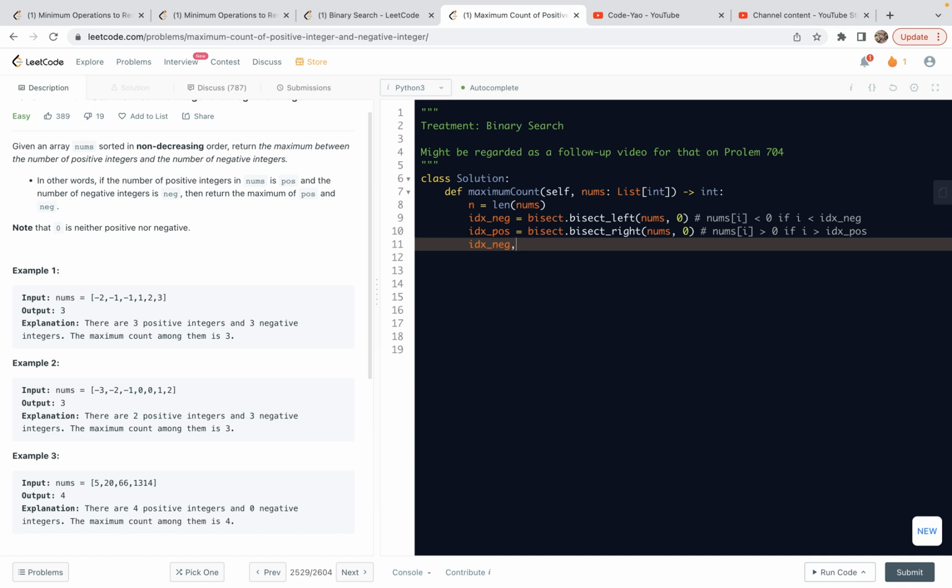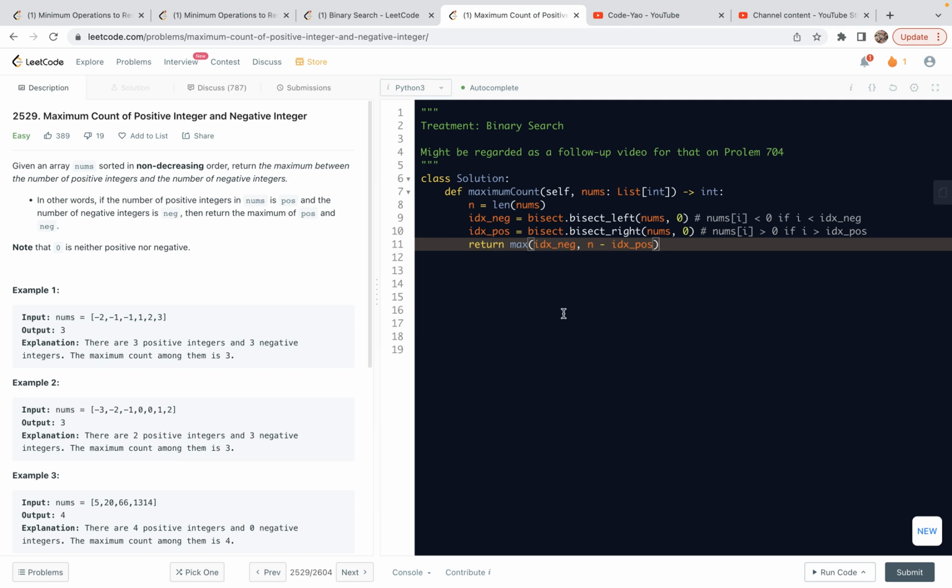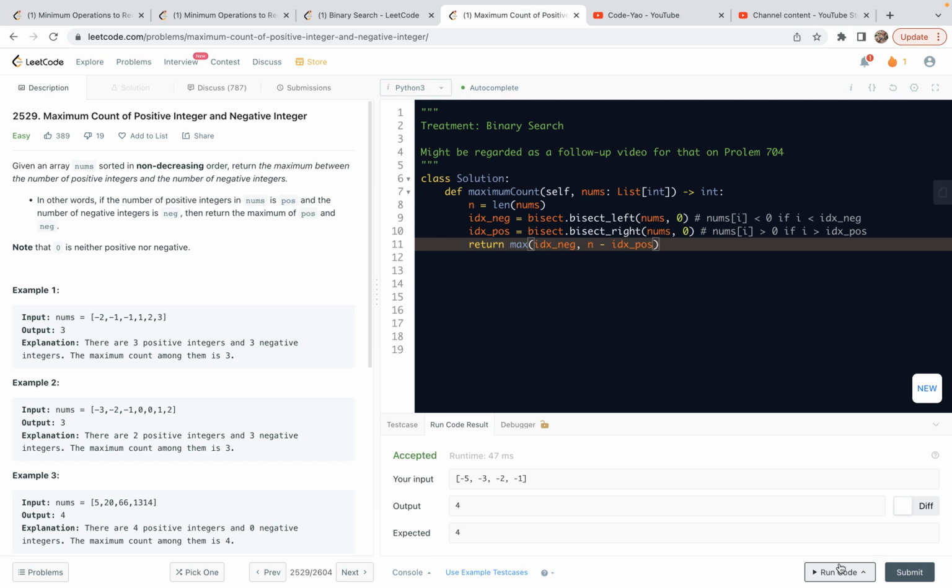Now with this explanation, we know that the count of negative numbers in the nums list is idx_negative, and the number of positive numbers is n minus idx_positive, right? Notice that it's not n minus idx_negative, it's n minus idx_positive. The reason is that in the nums list there are possibly zeros, right? The problem requires us to return the max of these two. So now this snippet of code forms a solution to this easy problem.